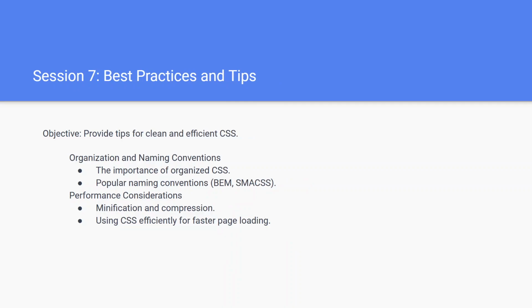And session 7, we'll dig into best practices and tips. The objective of this session is to provide tips for clean and efficient code. Okay, and in this way we will learn about organization and naming conventions. There is camel case, there is snake case. So the importance of organized CSS for readability, and then we'll follow some naming conventions which have been set aside. Okay, performance considerations, and some CSS is so heavy on the DOM, and you will know what's the DOM. That's the Document Object Model. Some of them are heavy. Using CSS efficiently for faster page loading.